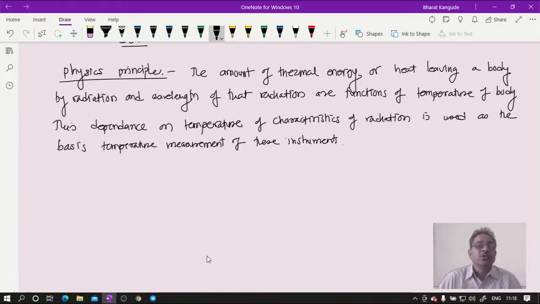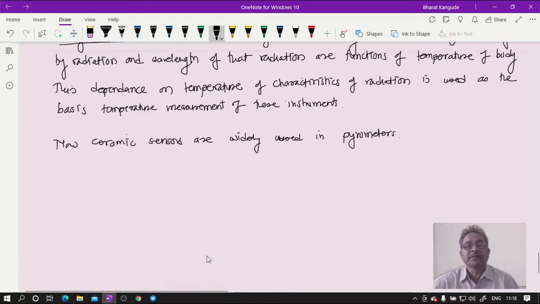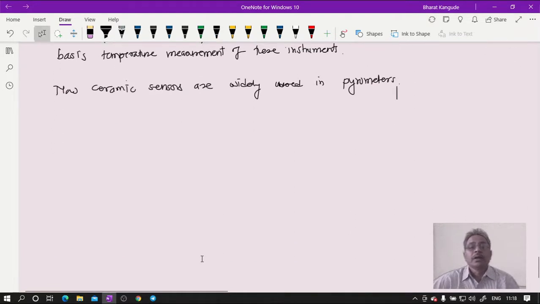Okay, and nowadays, as I said, ceramic sensors are widely used in pyrometers. I'll talk about something about this. What is this ceramic? Can anyone tell me what is ceramic? What do you mean by ceramics?